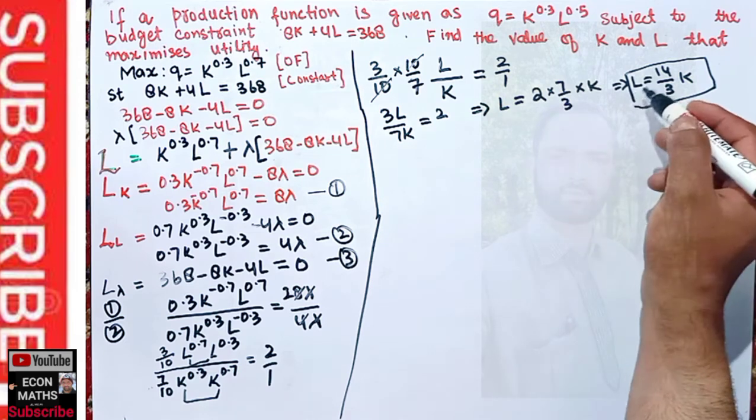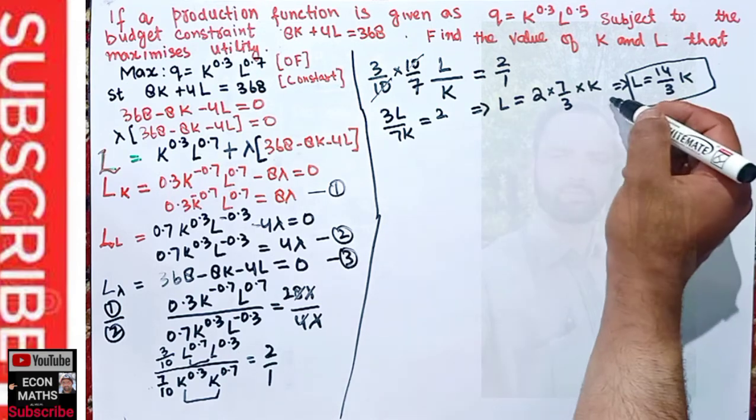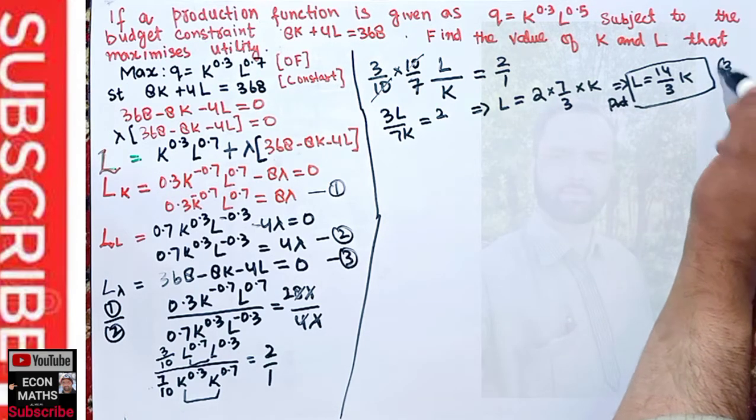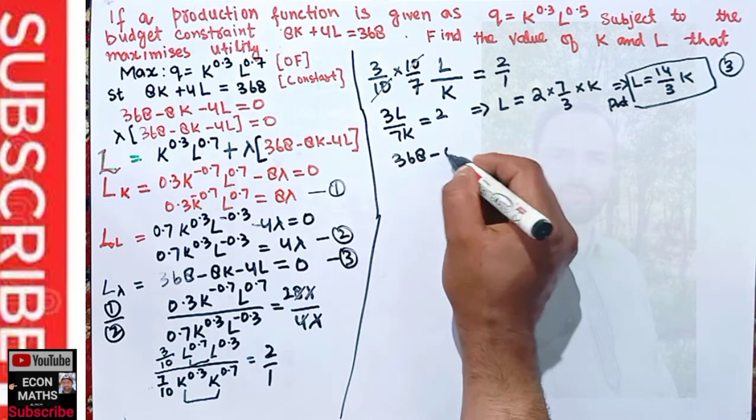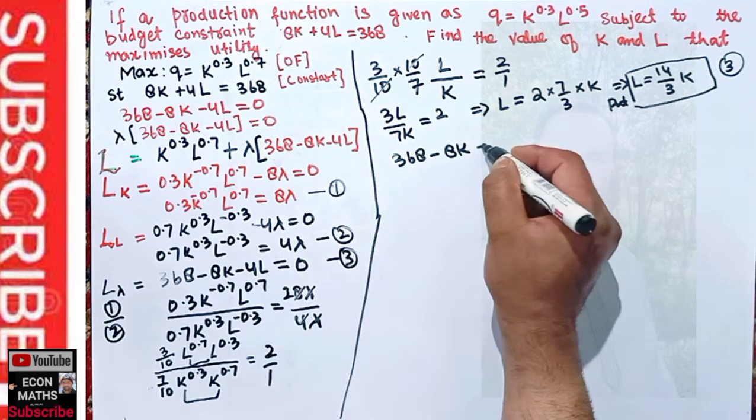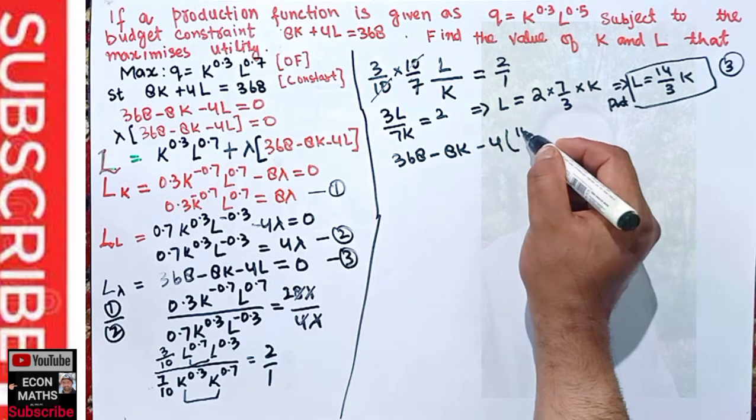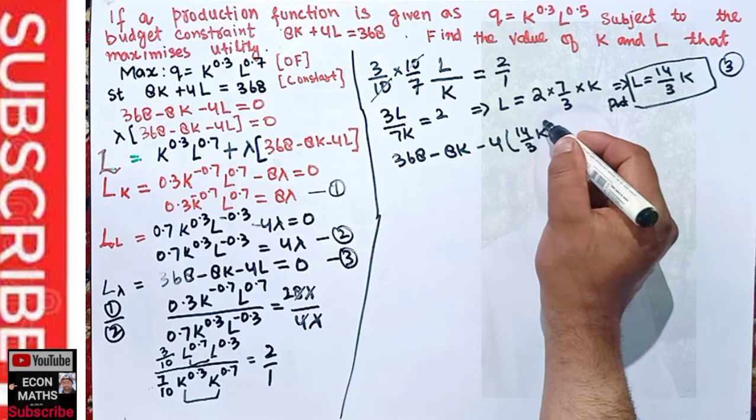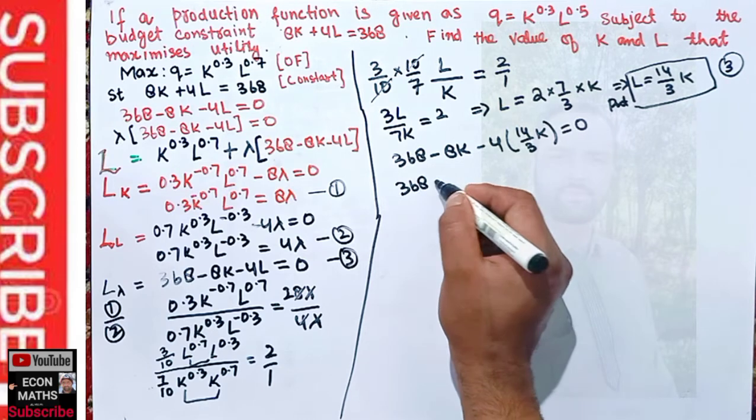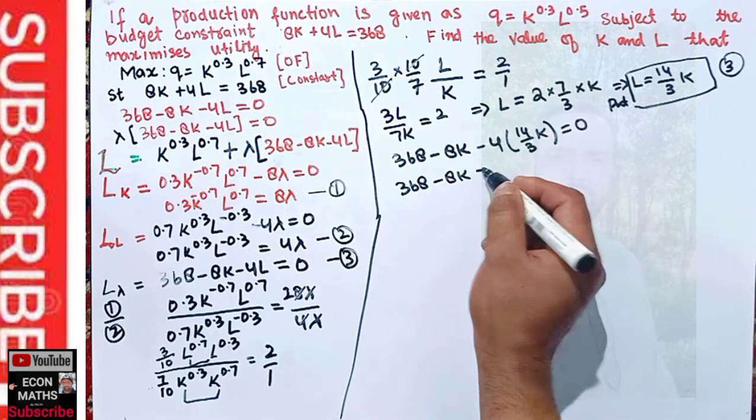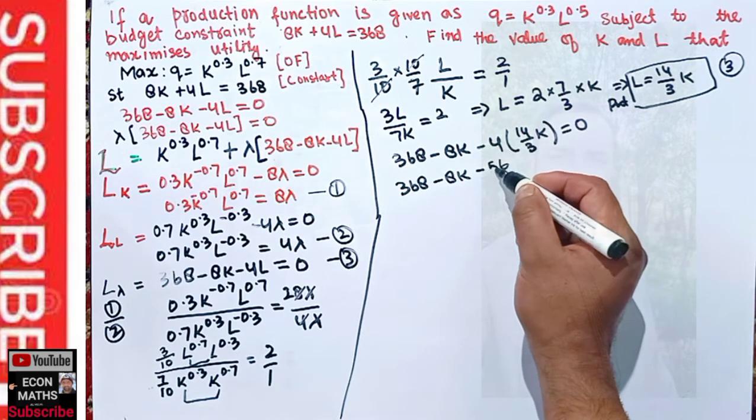What will we do? We will put this L is equal to 14 by 3K in equation third. So we put this value in third. So we have 368 minus 8K minus 4, in place of L we have this very value, that is 14 divided by 3K, and it is equal to 0. Okay, now we have 368 minus 8K minus, now 4 4s are 16, 4 1s are 4, so this becomes 5.